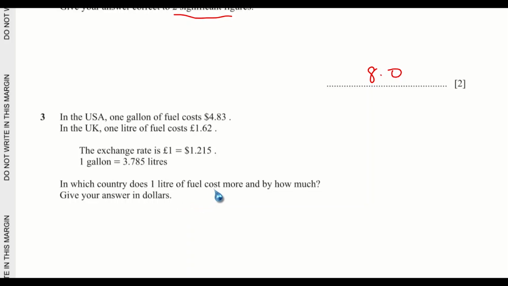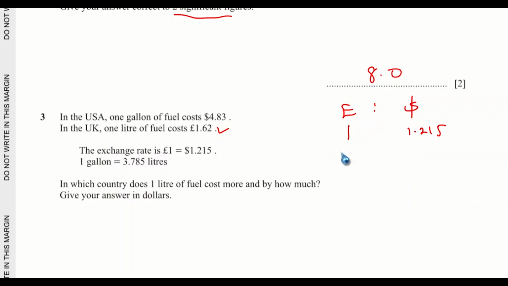Okay, so what we can do here is have the ratio of the pounds to the dollars. And the exchange rate is 1 to 1.215. So let's try to convert this 1.62 pounds to dollars. That's the cost price of 1 liter of fuel in the UK.